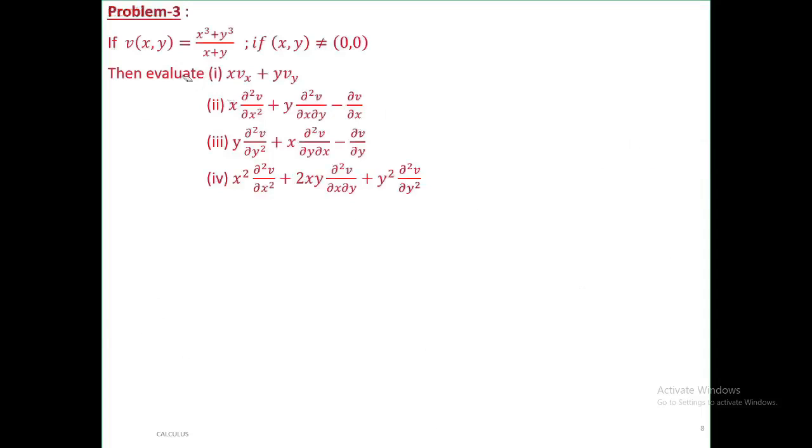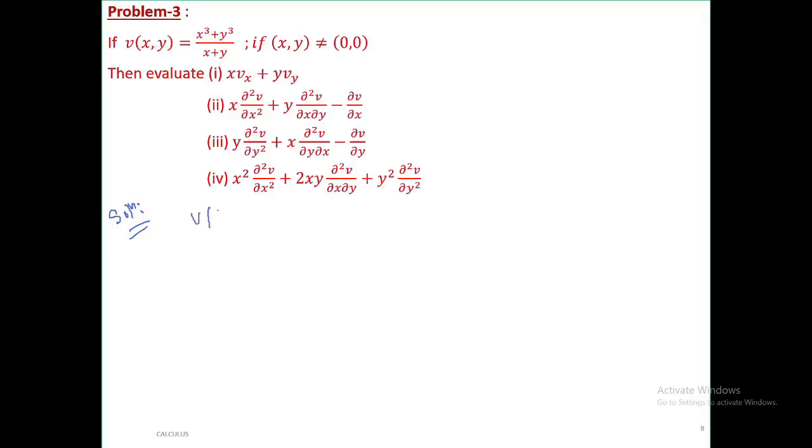Next, problem number 3. If v of x comma y is this, where x plus y is not equal to 0, it is defined, then evaluate x into vx plus y into vy and all these values. Look at them one by one. So first one, solution. By looking at this, you immediately have to recognize the problem belongs to Euler's theorem. Before that, it should be a homogeneous function, right?